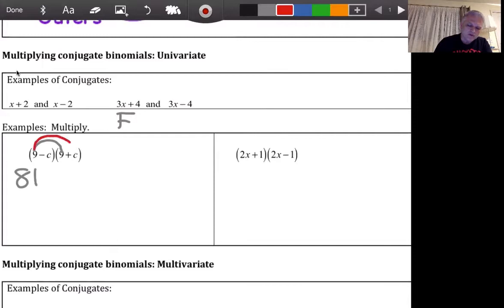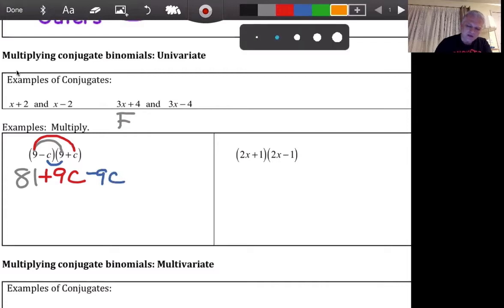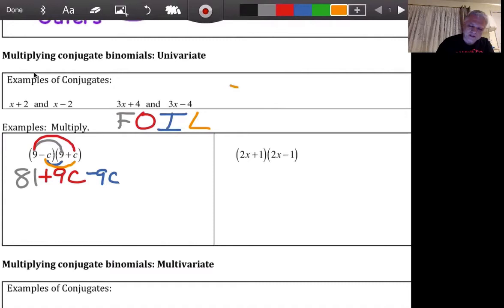Let's go with the outer. 9 times plus c is plus 9c. Let's go with the 2 inner terms. Minus c times 9 is minus 9c. And then finally, the last 2 terms. Now, when we're multiplying minus c times plus c, the last term in the first set of parentheses times the last term in the second set of parentheses, let's write this off to the side. Minus c times plus c. Minus times plus is minus.